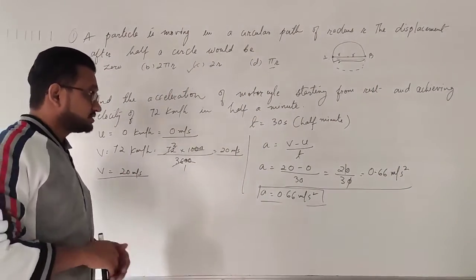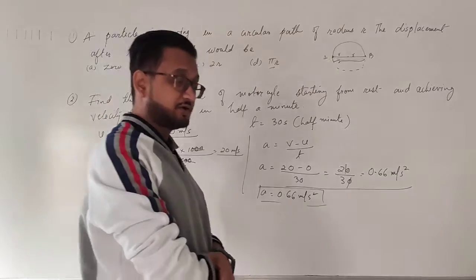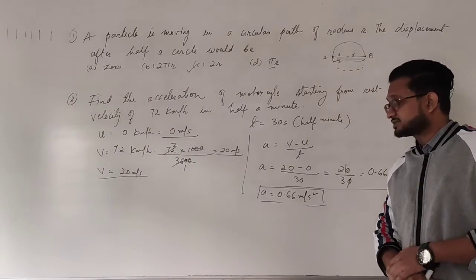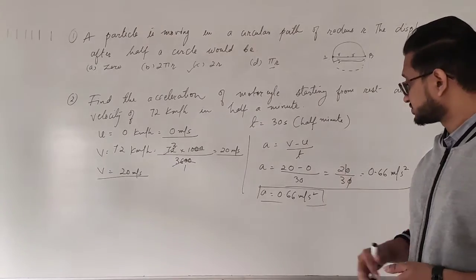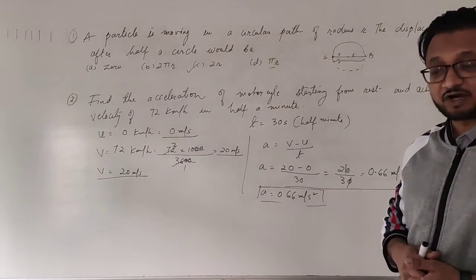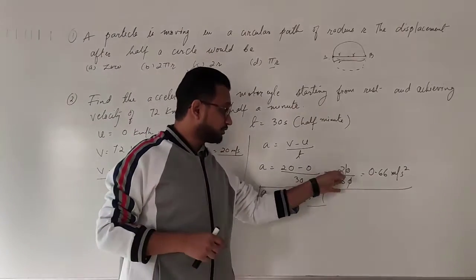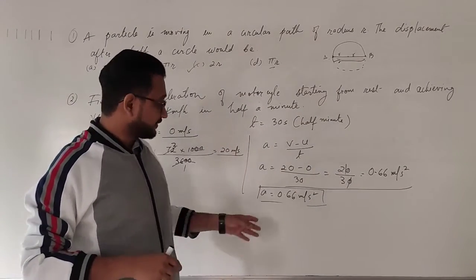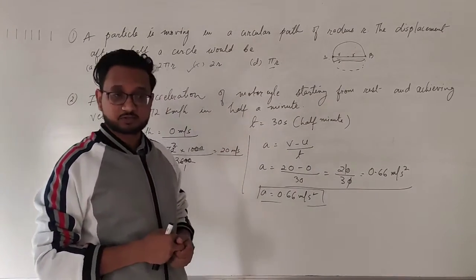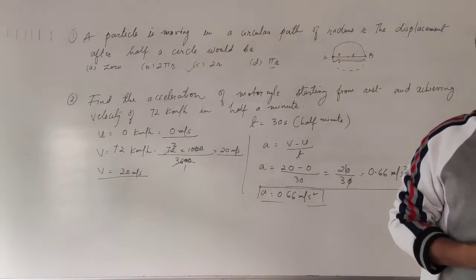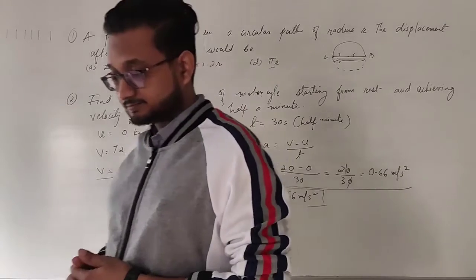Very simple numerical, just convert the kilometers per hour into meters per second, minutes into seconds, solve the equation, apply the values in the equation, solving it will give you the final answer. Okay? Don't just leave it as 2 upon 3. Okay? Find the decimal value and keep it in this way. I hope this is clear to you, students. We move on to the next one.